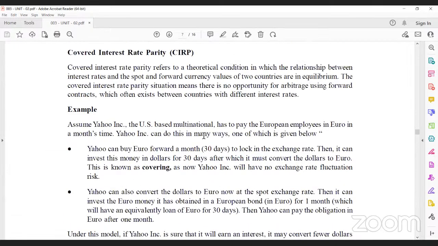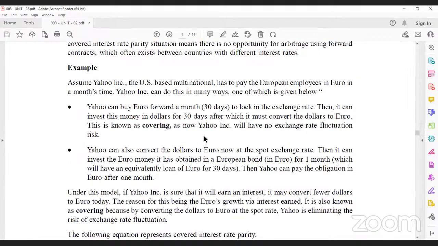Next, we have covered interest rate parity, that is CIRP. What is covered interest rate parity? It's a theoretical condition in which the relationship between interest rates and the spot and forward currency values of two countries are in equilibrium. The covered interest rate parity situation means there is no opportunity for arbitrage using forward contracts, which often exists between countries with different interest rates.